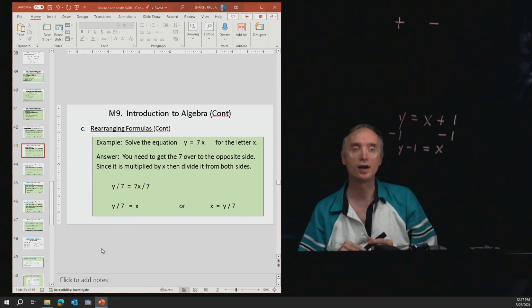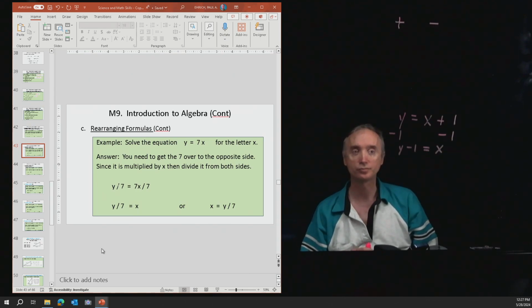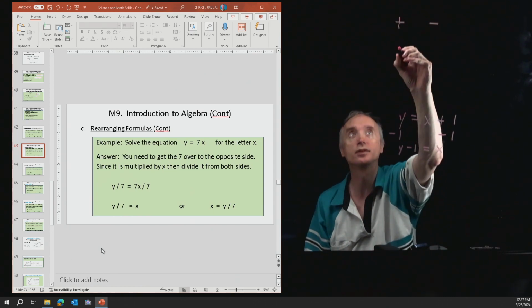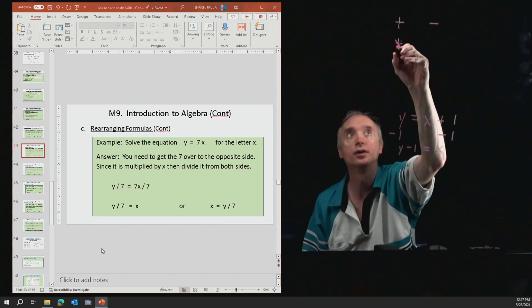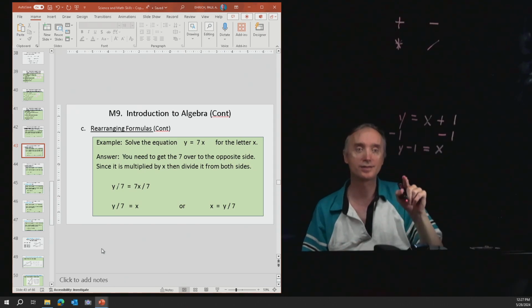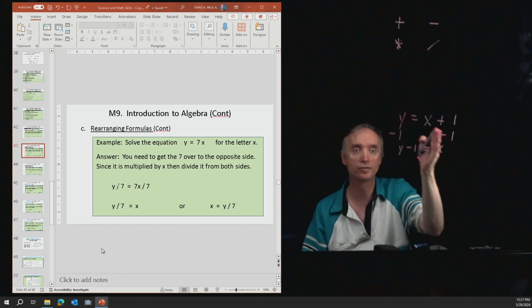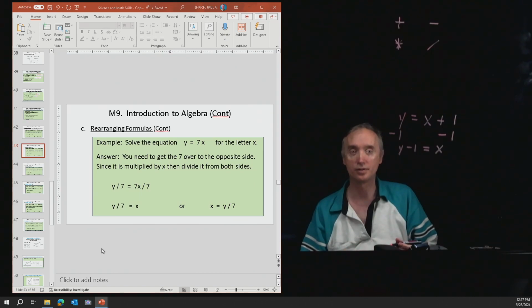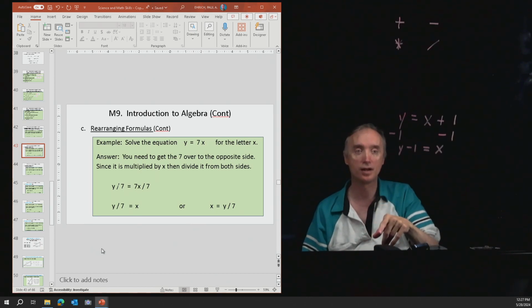So this time we've got that y is equal to 7 times x. So you notice this time it's multiplication. So the opposite of multiplication is going to be division. So in order to get that 7 from one side over to the other side, we're going to do the opposite. So if it's 7 times x, the opposite is division. So we're going to divide both sides of the equation by 7. And then that gets the 7 over to the other side.